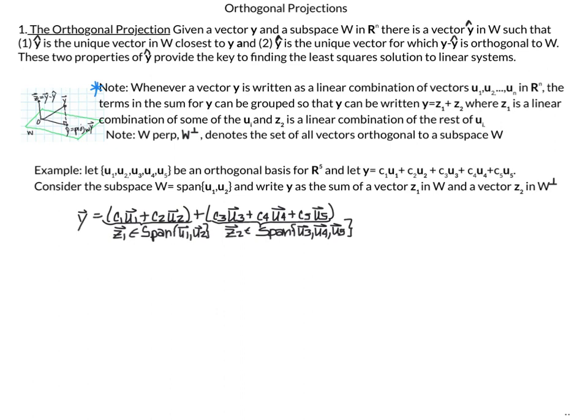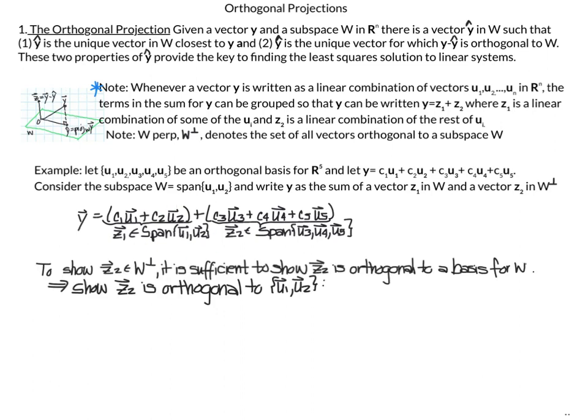So the first step comes directly from this note we had discussed. We have y as a linear combination of our basis vectors, and we can divide it up into z1, which is in the span of u1, u2, and the rest as a vector z2, which is in the span of u3, u4, and u5. But the additional thing we want to do is write y as the sum of a vector z1 in W, which we have done, but we also want to verify that our z2 vector is in W perp. Which is why I reminded you of this definition, that W perp denotes the set of all vectors orthogonal to a subspace W. So we want our z2 to be orthogonal to z1, which is in the span of u1, u2.